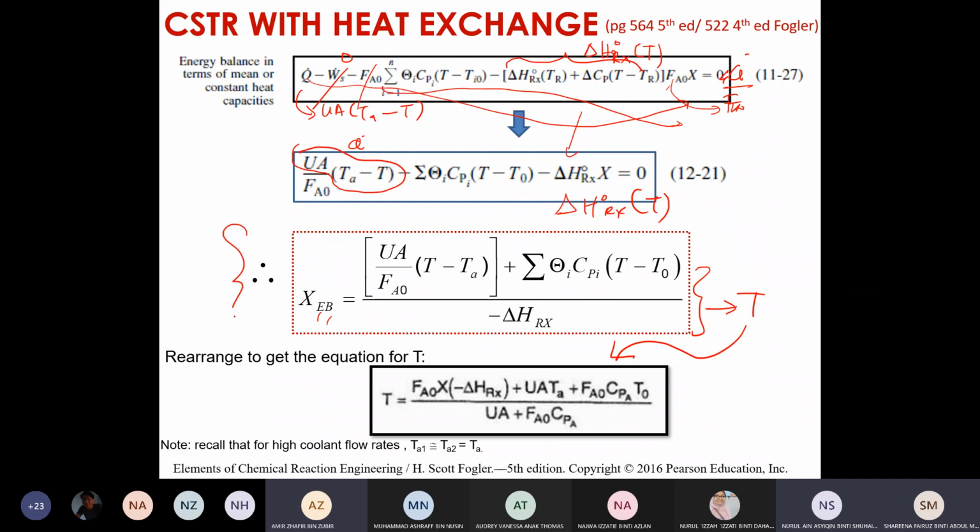Boleh sikit-sikit Doktor. Okay, so this is for energy balance conversion, nama dia, for non-adiabatic. Okay, so apa-apa pun you kena tahu guna this general equation. It's just that kalau dia adiabatic, you cancel this one zero. Tapi kalau dia non-adiabatic, you kena consider dia ada UA times (Ta minus T). Replace dia ni. Apa-apa pun you kena tahu general equation ni saja.